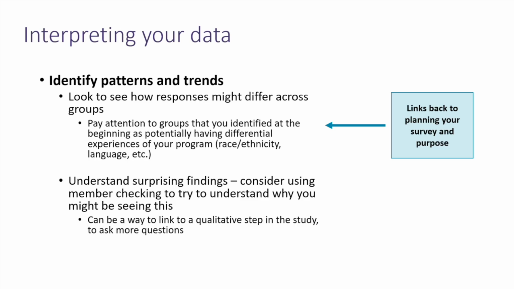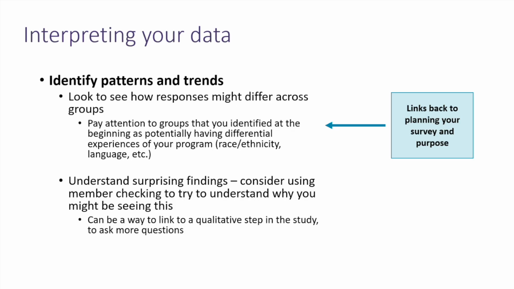Getting into the interpretation of the data, this is where you can identify patterns and trends, looking to see especially how responses might differ across groups. Probably even at the planning stages, you have populations or groups that you're particularly interested in. Are they having a differential experience of the program? So you can identify folks at the beginning based on race or ethnicity, language, family structure, anything that you might think is affecting how your program is going. And then you can look at those responses.